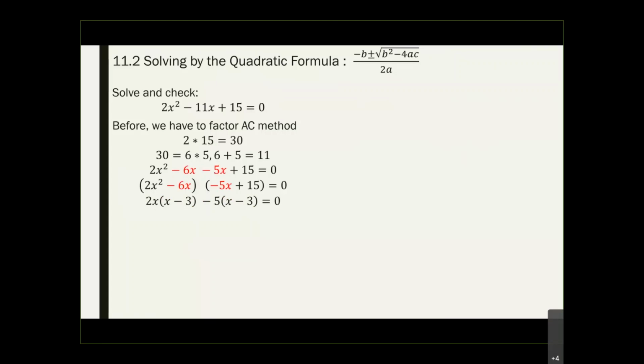And then again, (x - 3)(2x - 5) = 0. Looking at this, we take the first parenthesis, set it equal to 0, take the second parenthesis, set it equal to 0, and then solve. We can see that we have x = 3 and x = 5/2. So this is what we did before, in chapter 6.6, right?